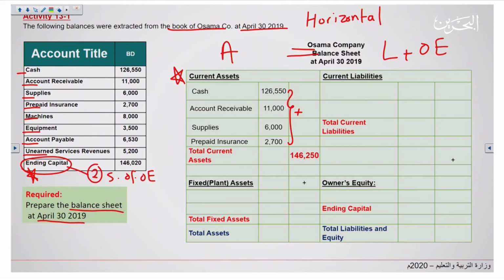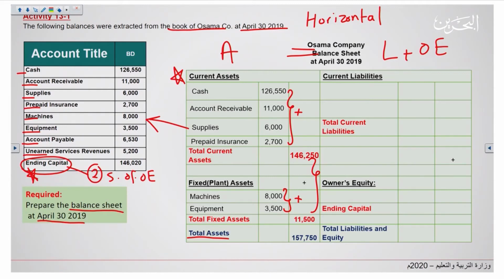Now we will list the fixed assets, which are machines and equipment, and we will calculate the total of these two amounts to get the total fixed assets. In order to get the total assets, we have to add both the current assets total and the fixed assets total. These amounts are brought from this balance. We are not bringing any information from anywhere, just from these balances that were given in the question.